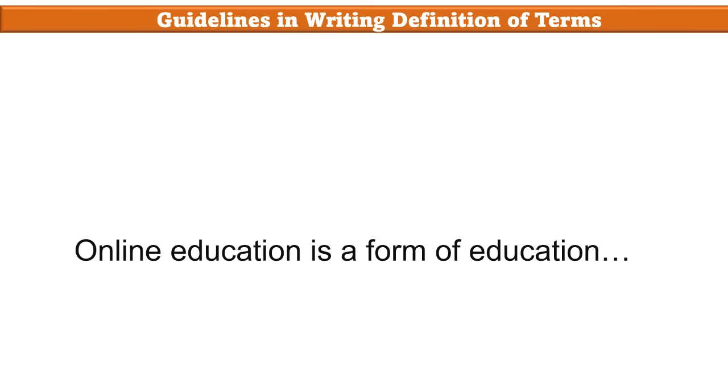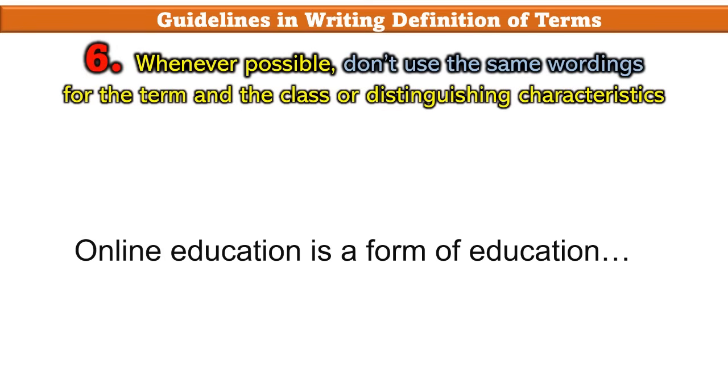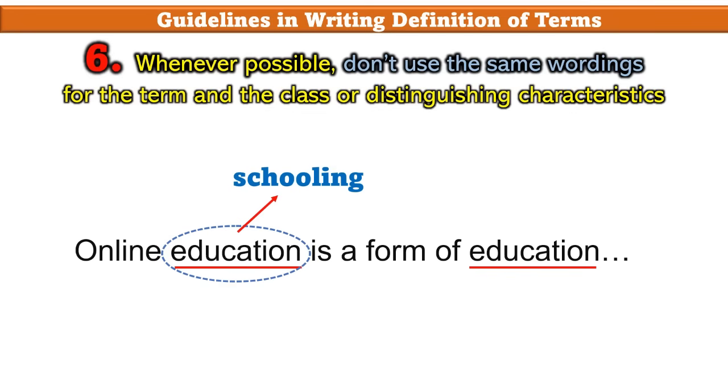Next naman, what makes this definition incorrect? Let's consider this guideline. Whenever possible, don't use the same wordings for the term and the class or distinguishing characteristics. Sa example natin, merong same wordings, and those are the words education. Instead of writing, online education is a form of education, pwede natin gawing schooling. So magiging online schooling is a form of education. By doing so, naiwasan natin ang pag-repeat ng words.